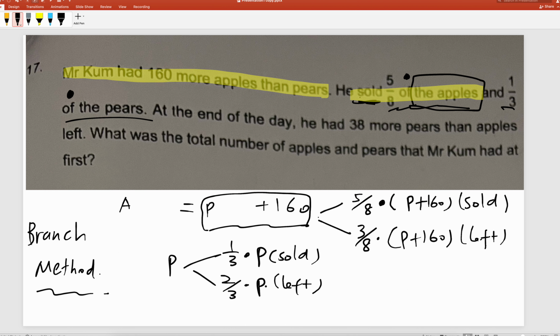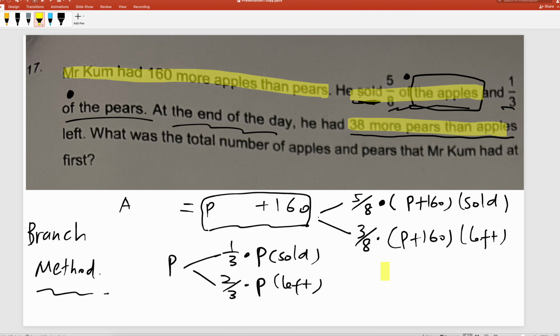这个数字就是这样子. Now, it says at the end of the day, he had 38 more pears than apples. So now we need to compare which one and which one, and the difference is 38. You look at the branch here. You need to come closer. Is it better? Okay, much better.